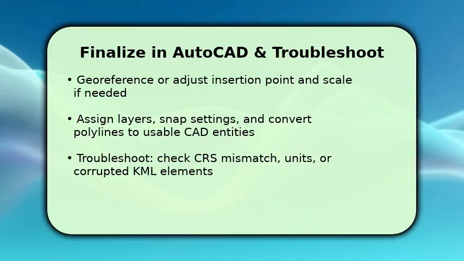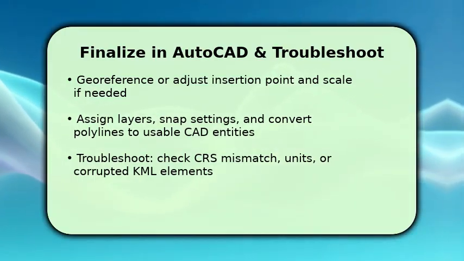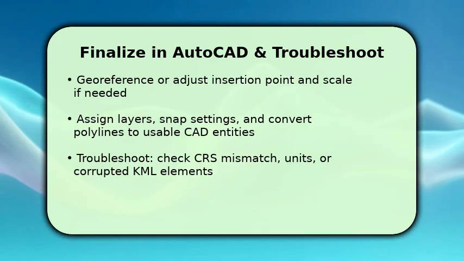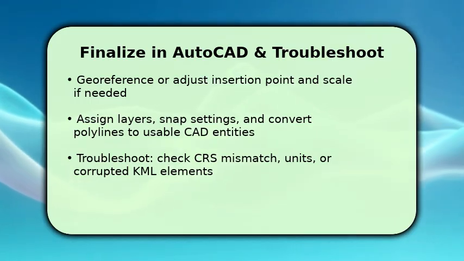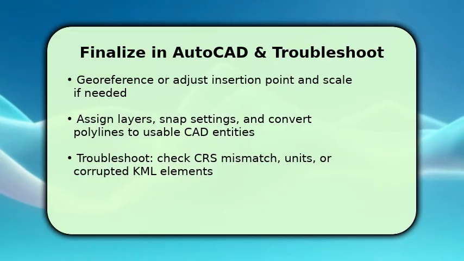Insert the DWG at the correct insertion point and scale, then assign layers and adjust snap/grid for precise drafting. Convert polylines to polylines or splines as needed so you can trim, offset, and dimension.